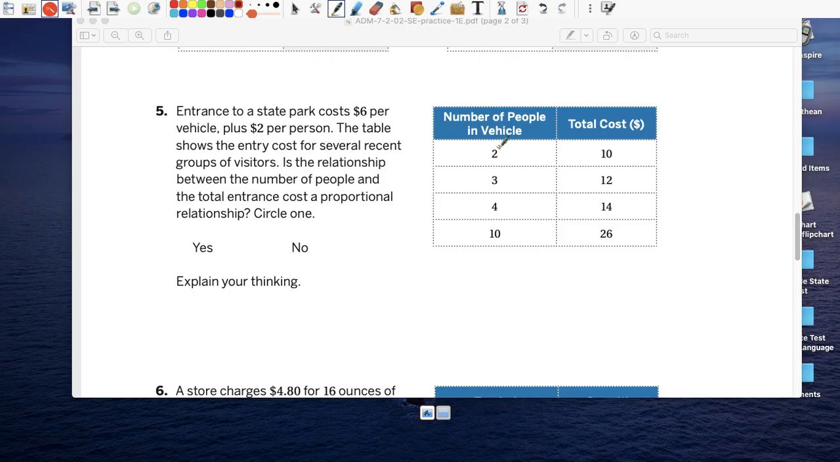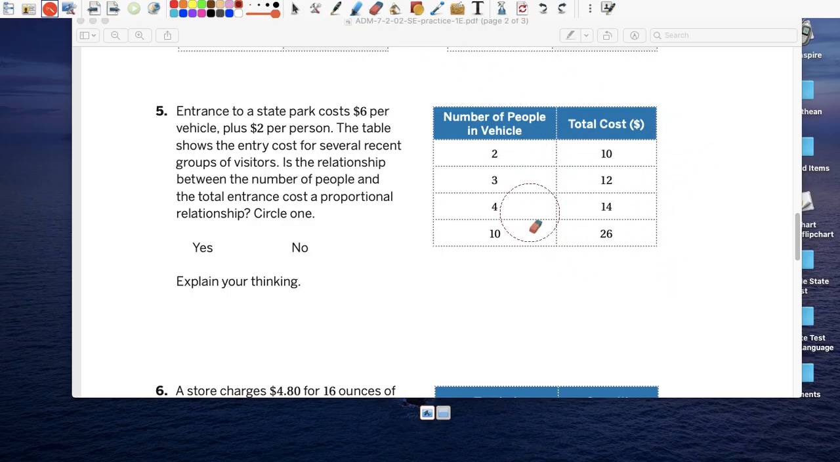Can you guys figure out this number here? What's the number that I can multiply 2 times to get 10? It'd be 5. If it's 5, we know that's true. So that means that all of these should be times 5. Right, this one's okay, this one is not okay, this one's not okay, and this one's not okay. So is this a proportional relationship? No, it's not.